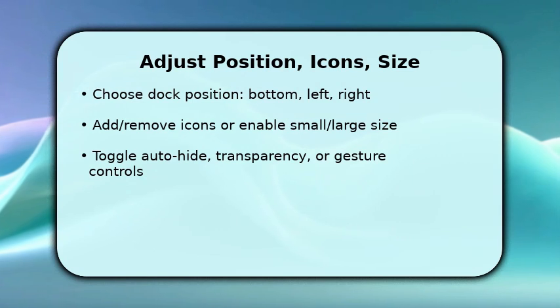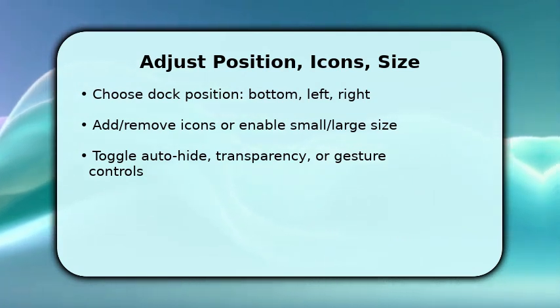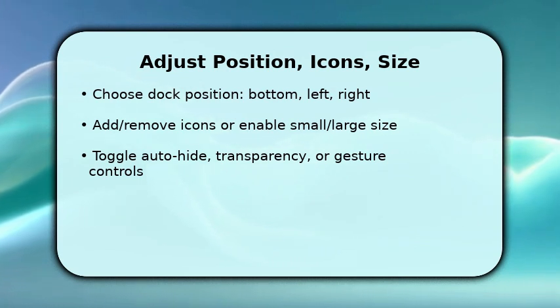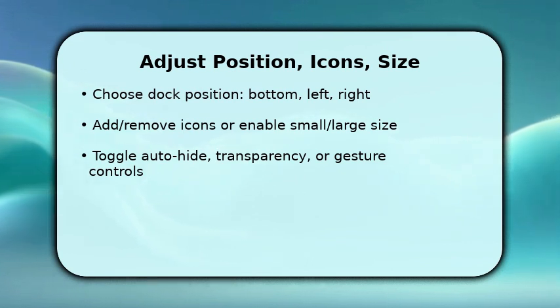Select dock or taskbar position and pick bottom or edge placement to suit one-hand use. You can add or remove app icons by dragging them in or out. Make sure to confirm sizes. Small improves space, large improves touch accuracy.